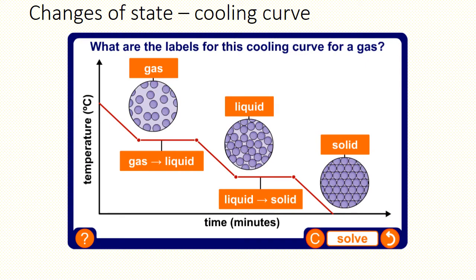So have a go. Think about what labels you would put in each of those boxes for this cooling curve. The bottom ones will be changes of state. The top ones are names for the state of that substance. So what does the image show? Hopefully you identified that we've got a gas up here at the top, a liquid down here, and then a solid. Therefore here we've got the change of state where we're going from a gas to a liquid, so we're condensing, and here we're going from a liquid to a solid, so of course we're freezing.